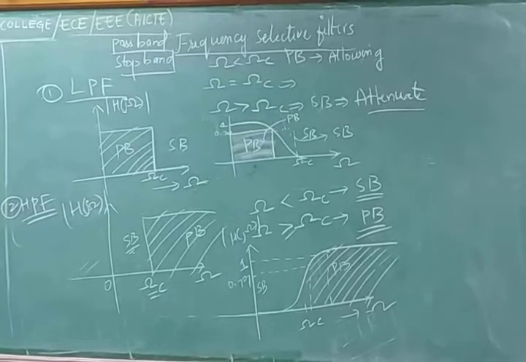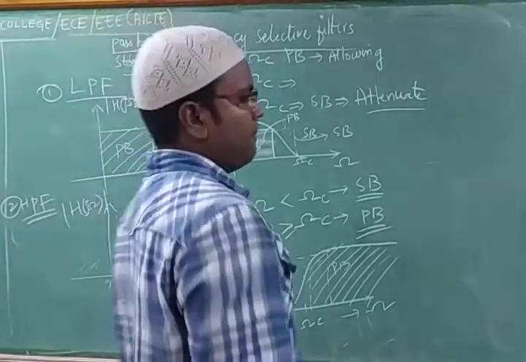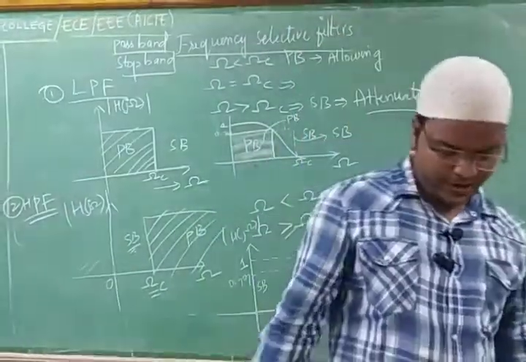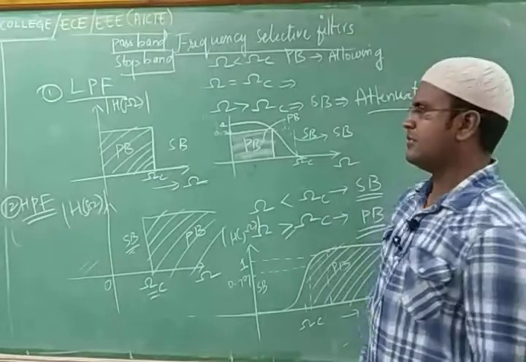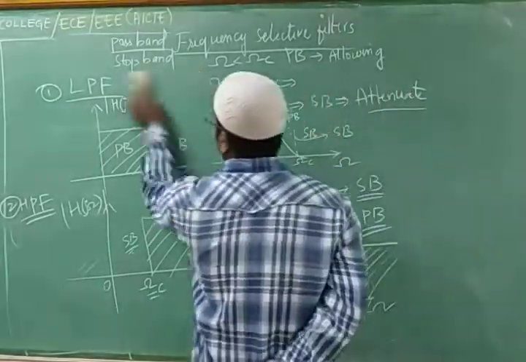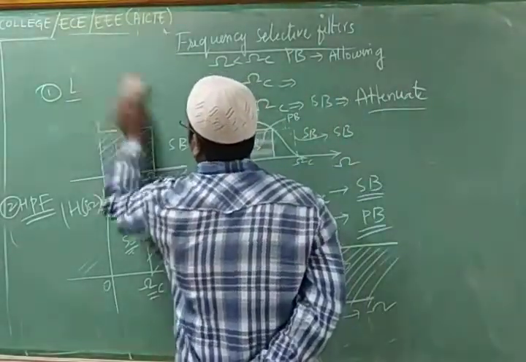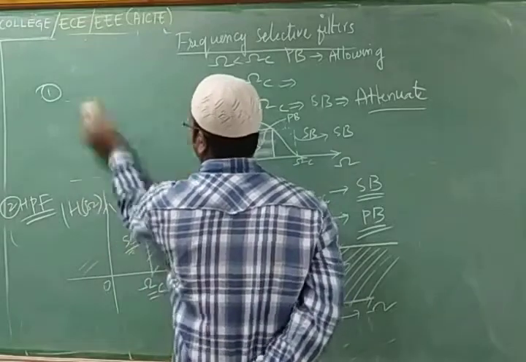The next types of filters we are left with are the band pass filter and the band stop filter. That one we'll see now. So next we are going to the third type of filter, that is the band pass filter.